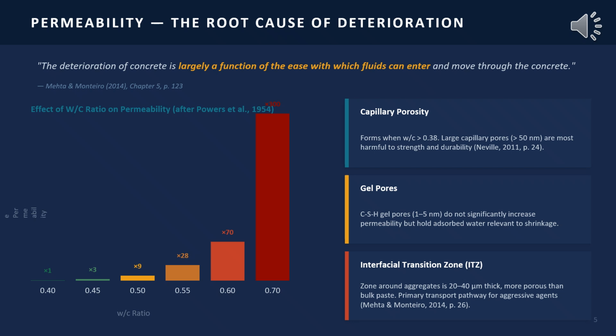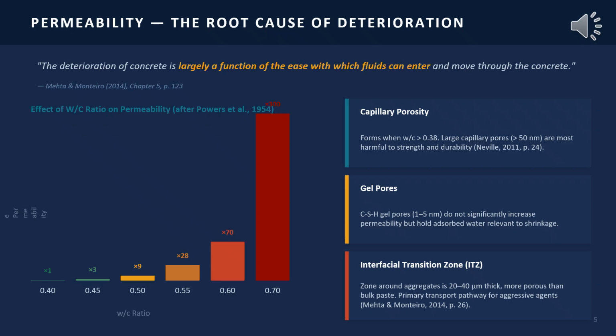Okay, permeability, the root cause of deterioration. This is probably the most important conceptual slide in the entire lecture, so please pay close attention. Mehta and Montero write, and this is a quote I want you to remember, that the deterioration of concrete is largely a function of the ease with which fluids can enter and move through the concrete. In other words, almost every durability problem is ultimately a transport problem.